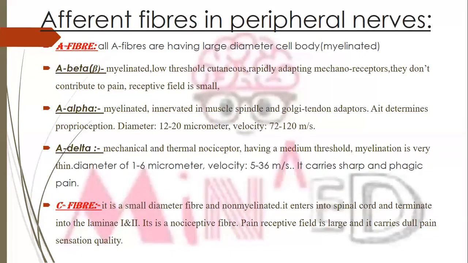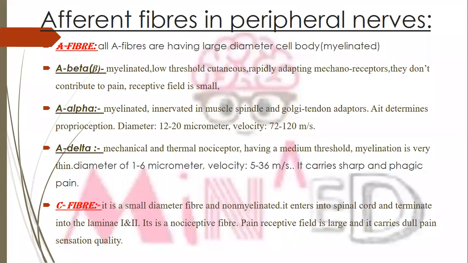A beta fiber is myelinated. It has a low threshold, cutaneous, rapidly adapting mechanoreceptors, and they don't contribute to pain. Receptive field is also small. A beta fiber has a diameter of 6 to 14 micrometer and velocity is 36 to 90 meter per second.